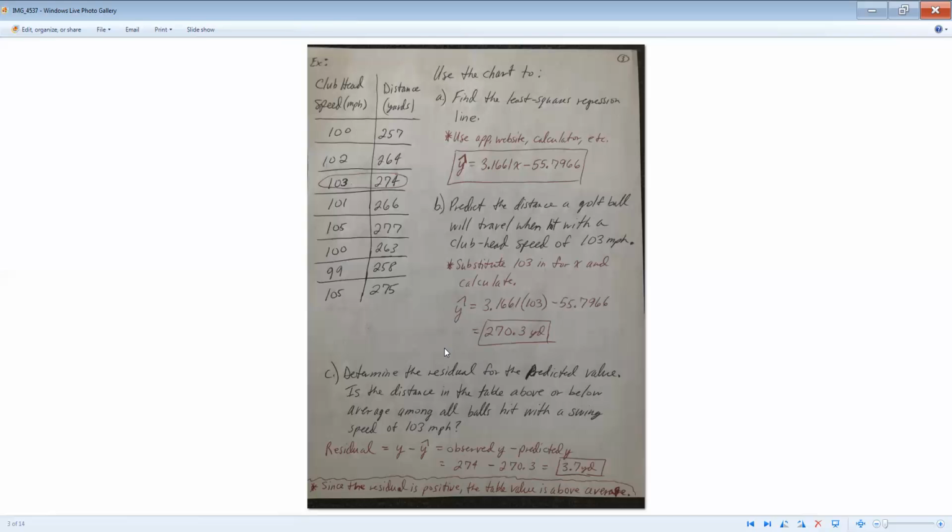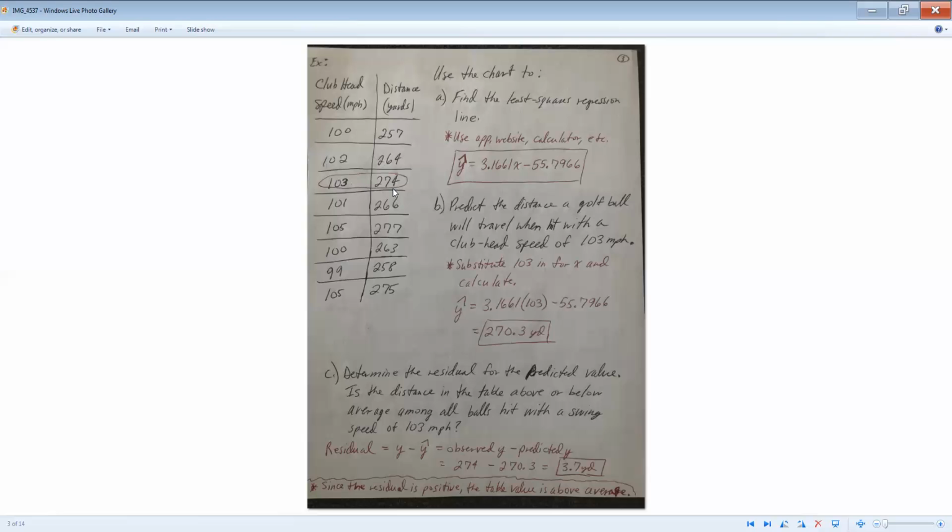Last part of this example, determine the residual for the predicted value. Is the distance in the table above or below average among all balls hit with a swing speed of 103 miles per hour? So the residual is going to be y minus y hat. And that means your observed y minus your predicted y. Regular y is just your observed y. Y hat is your predicted y.